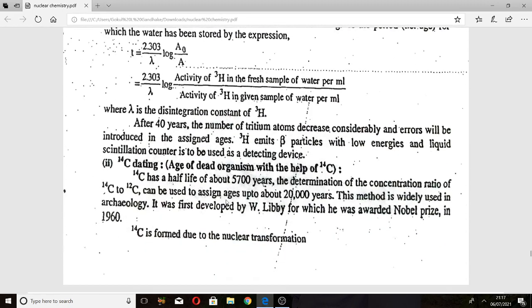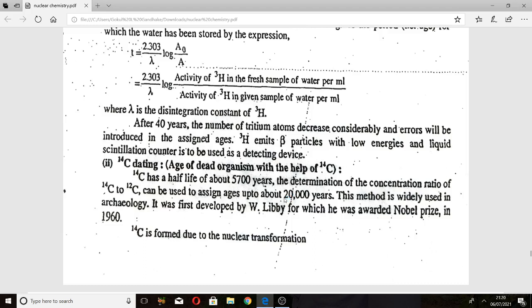Next, we can see carbon-14 dating, that is, the age of a dead organism with the help of carbon-14. Carbon-14 has a half-life of about 5700 years, and the determination of the concentration ratio of carbon-14 to carbon-12 can be used to assign ages up to about 20,000 years.